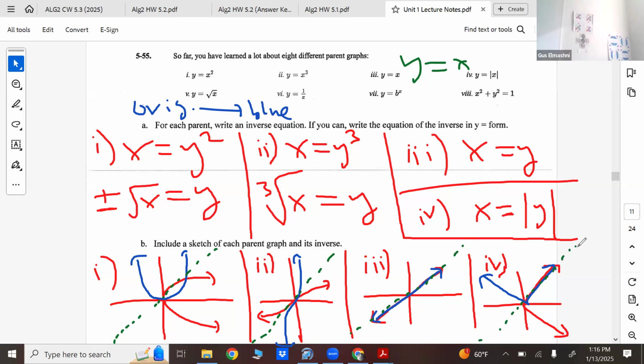If I do y equals x, I'll do the dash green. Notice y equals x goes through the middle of each of these graphs, right? Definitely for 1, definitely for 2, definitely for 3. Well, 3 coincides with it. 4, that cuts that in half as well. So that's what's happening there.